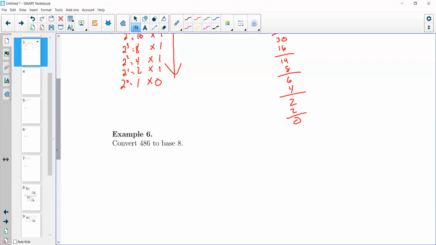So it's the same setup. 8 to the 0 equals 1. 8 to the first equals 8. 8 to the second equals 64. And 8 times 64 is what? 512, so that's too high.